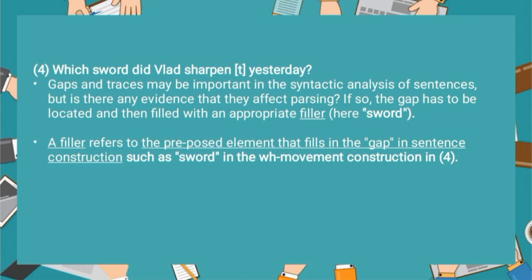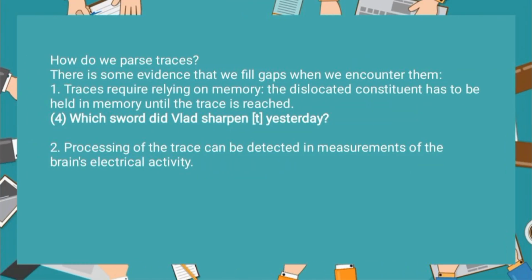So when a word is moved in a sentence, like sword in number 4, our brains still understand that it belongs with the verb sharpen. This is because we mentally fill in the gap where the word was moved from. This process of finding the gap and filling it is called parsing. How do we parse traces?